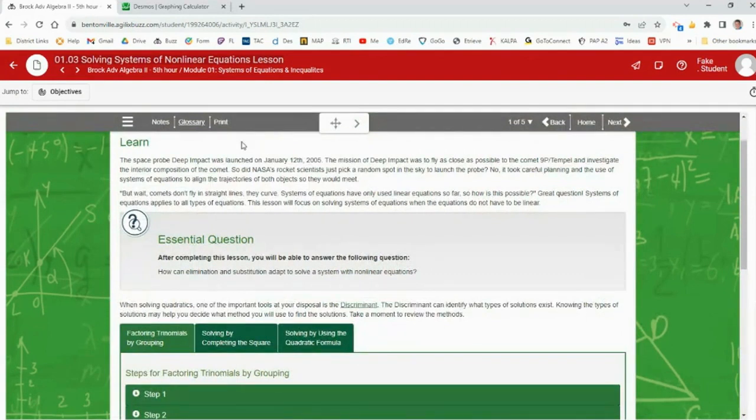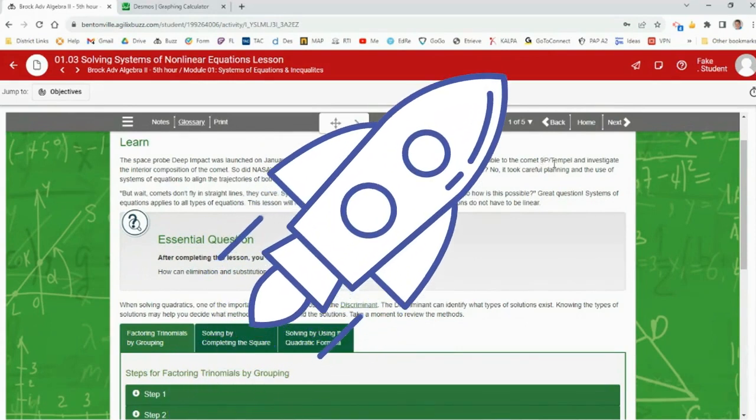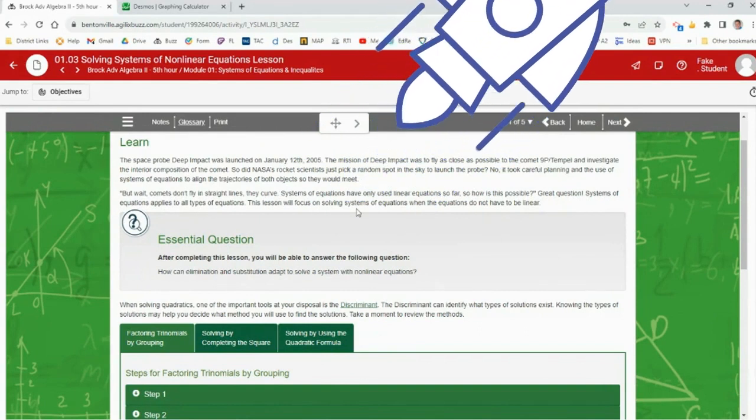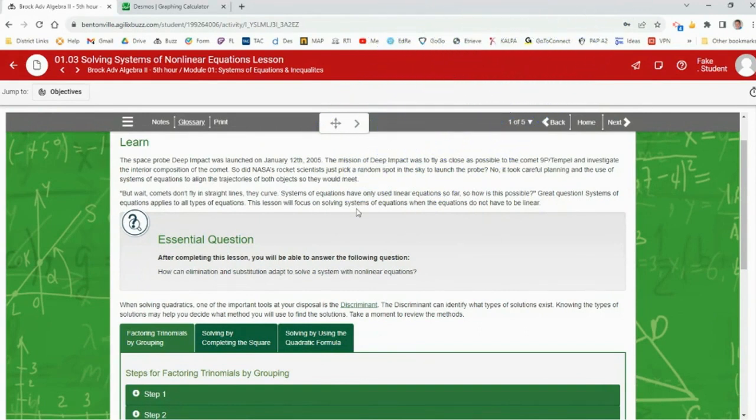The space probe Deep Impact was launched on January 12, 2005. The mission of Deep Impact was to fly as close as possible to the comet 9P/Tempel and investigate the interior composition. We want to know what it's made of, right? So NASA's rocket scientists just pick a random spot in the sky to launch the probe? No, it took careful planning and use of systems of equations to align the trajectories of both objects so they would meet. You got to figure out what is the path of the comet, what is the path of the rocket, and we want those to find a meeting point where the rocket can get to the comet.